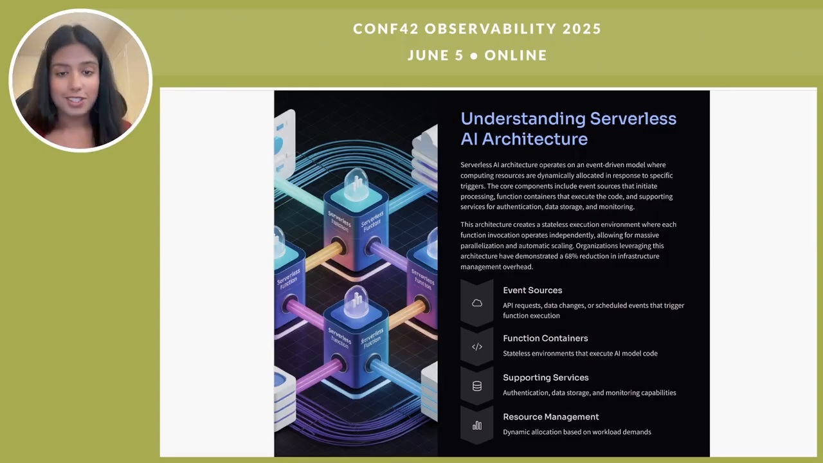Third, supporting services. These are essential backend components: authentication, data storage, monitoring, all managed for you. And finally, resource management. The platform handles the dynamic allocation of resources based on the workload demands. This architecture significantly reduces the burden of infrastructure management. In fact, organizations leveraging this approach have reported up to a 68% reduction in infrastructure management overhead. That's a huge win, freeing up teams to focus on building great AI, not managing servers.